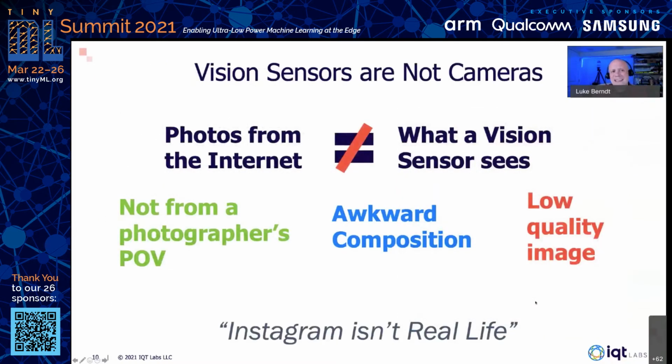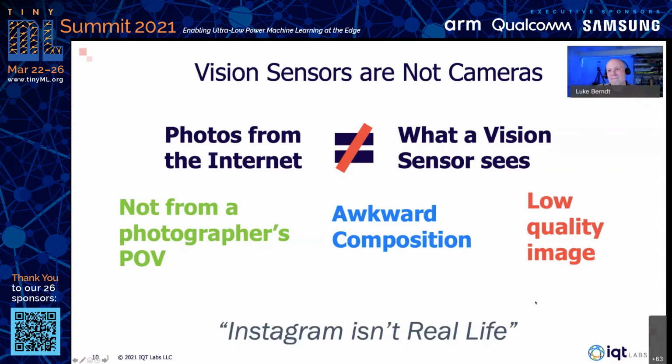To summarize that, vision sensors are not cameras. Similarly, the photos taken from the internet aren't necessarily what a vision sensor may see, again, not from a photographer's perspective. These cameras will have lower quality images. The white balance may be off. They may be washed out. And again, since you're taking photos at periodic intervals, the composition may be very awkward. You may only have partial crops of a person. To sum it up, Instagram isn't real life.